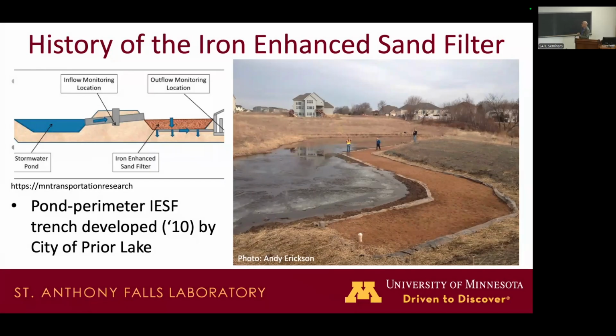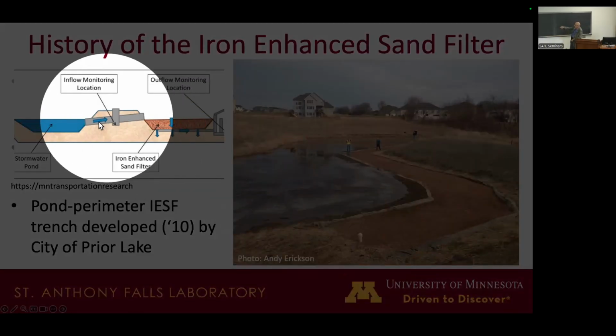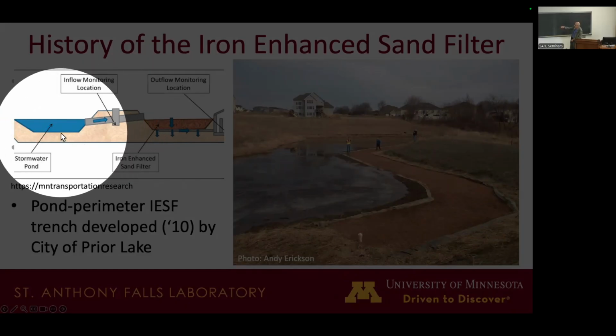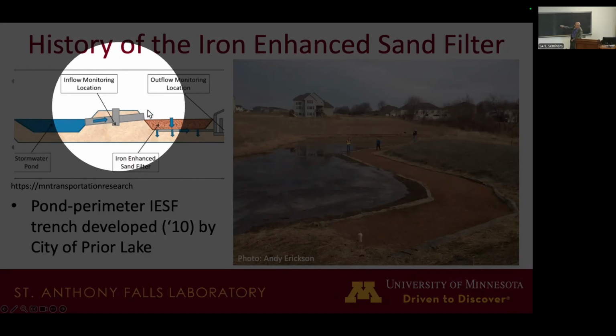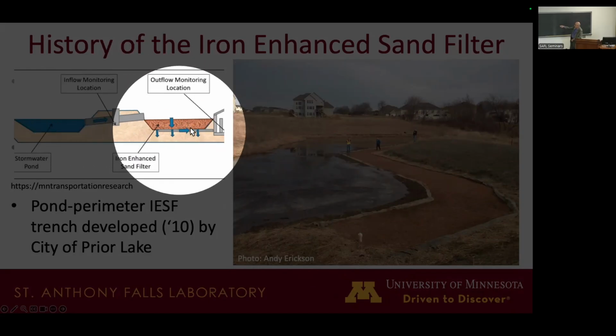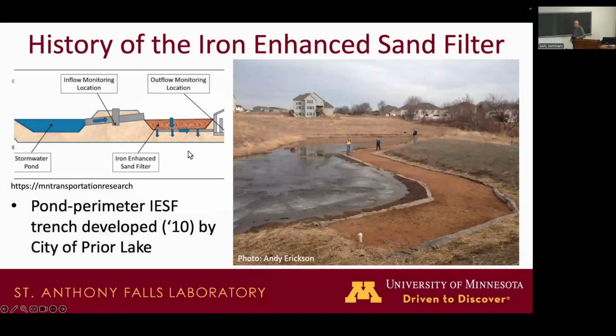There's a third type of iron-enhanced sand filter that I don't have up here, but looks kind of like this right here. That's an iron-enhanced sand filter that is pumped. So you have your stormwater pond. You pump the water up into an iron-enhanced sand filter, and then it drains out. And that's useful when you don't have enough vertical drop, as many of these sites do.